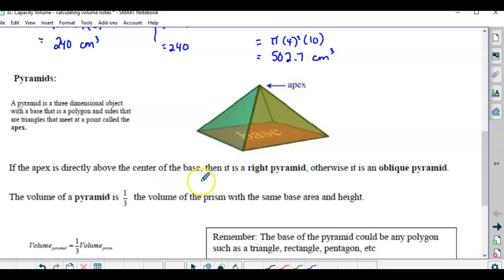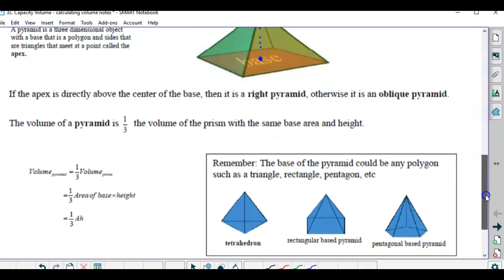So if the apex is directly above the center of the base, then it is a right pyramid. So this here, if I extended this down and it touched the very center of that rectangle, it's a right pyramid. Otherwise, it's oblique. We're going to concentrate on right pyramids. We're not going to do oblique ones.